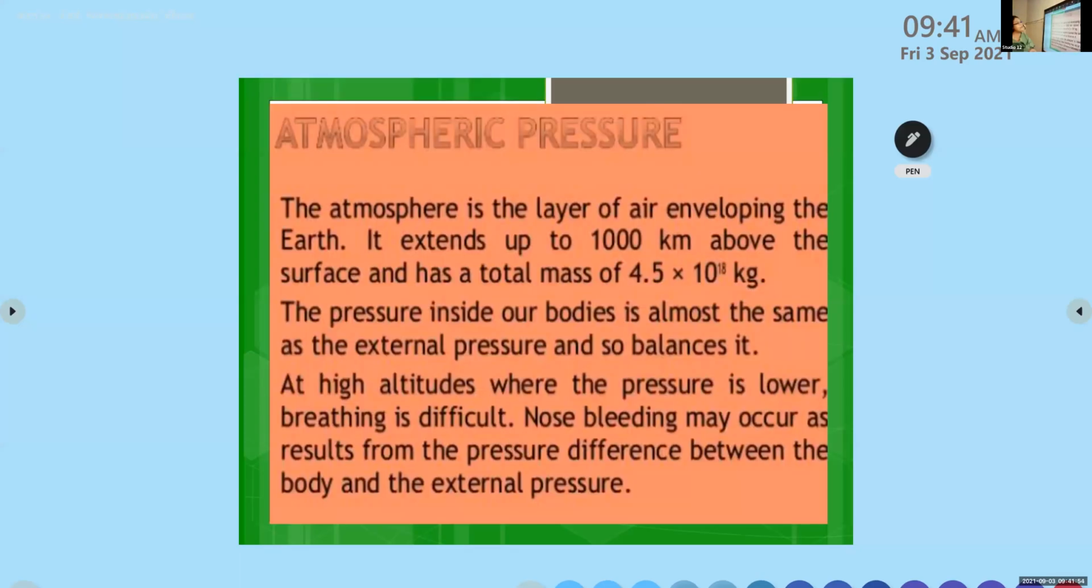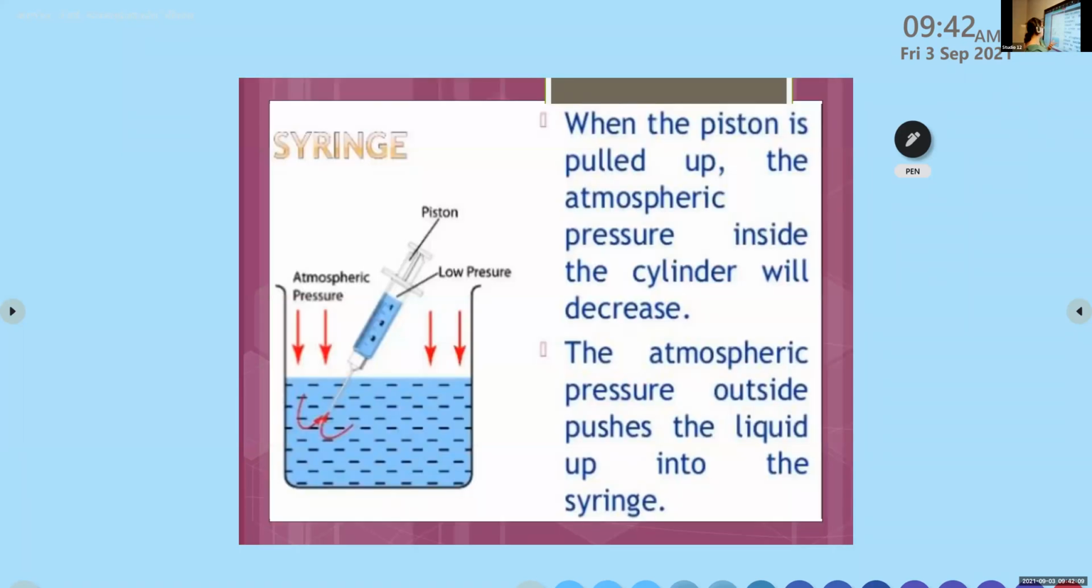Okay. The next point we are going to learn is atmospheric pressure. We already learned about the atmosphere, how far it extends around our earth. So before I go to atmospheric pressure, I need to show you an activity which is given in your textbook.